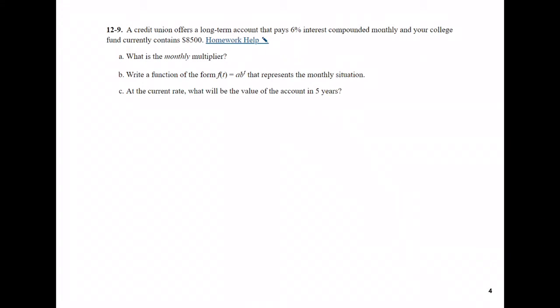12-9, a credit union offers a long-term account that pays 6% interest compounded monthly, and your college fund currently contains $8,500. What is your monthly multiplier? So remember, 6% we need to write as 0.06. Our monthly multiplier would then be 1.06 because we want to account for the original amount we have in there.